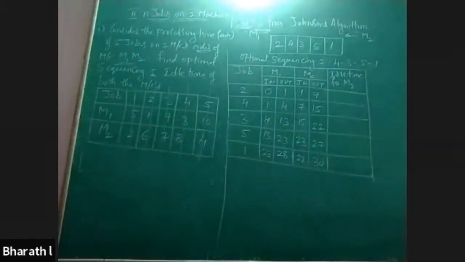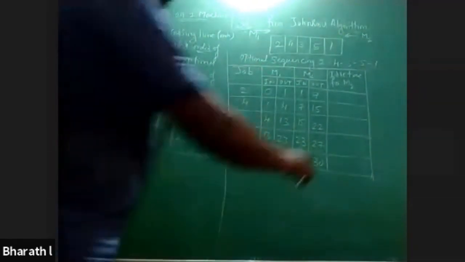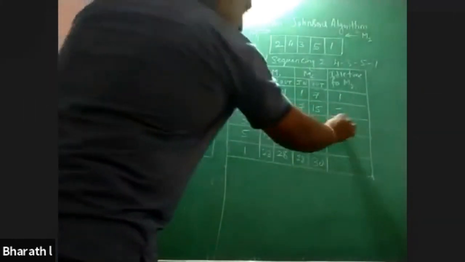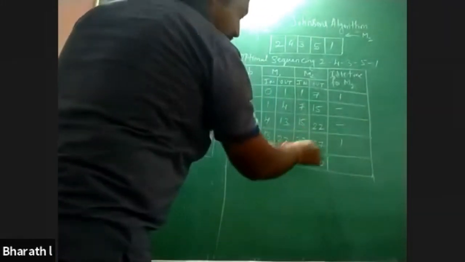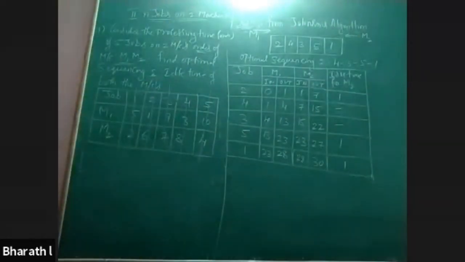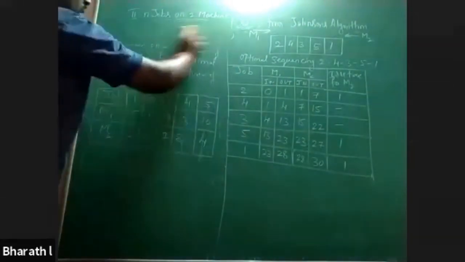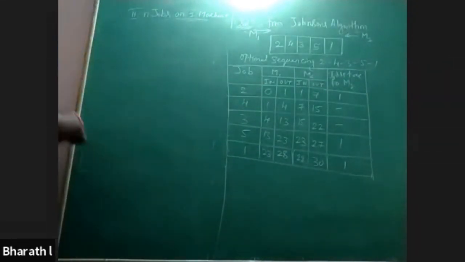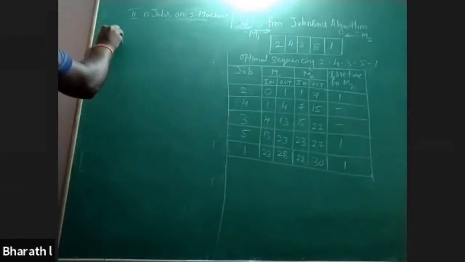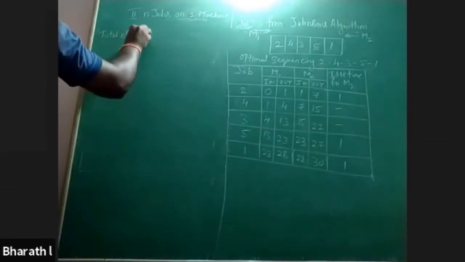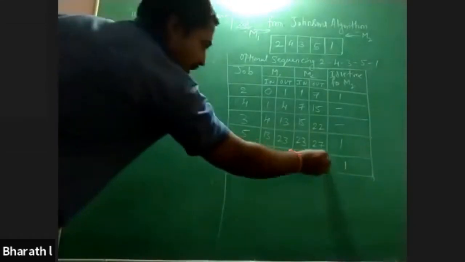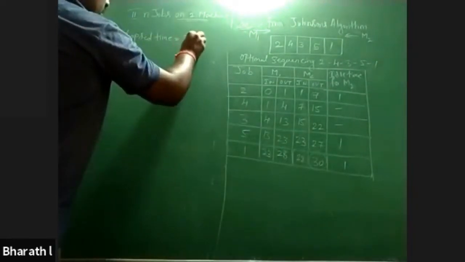Then to fill the idle time for the last machine: since machine 2 has to wait for 1 minute, that will be the idle time. 7 minus 7 is blank. 15 minus 15 is blank. 23 minus 22 is 1. 28 minus 27 is 1. Next we write the total elapsed time, which here is 30. You will get 30 minutes.